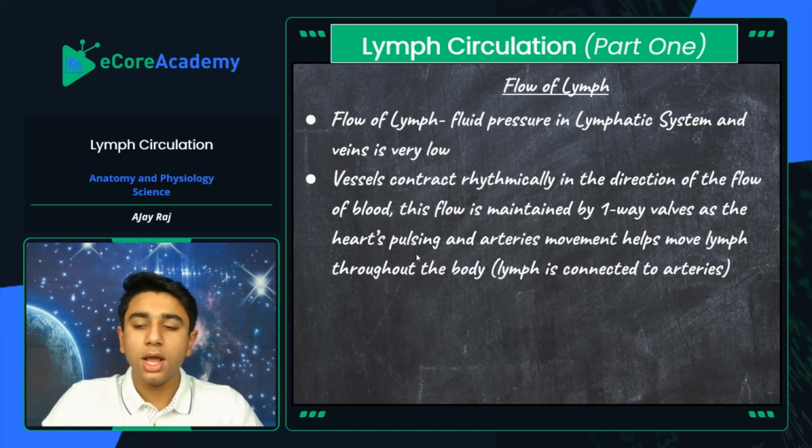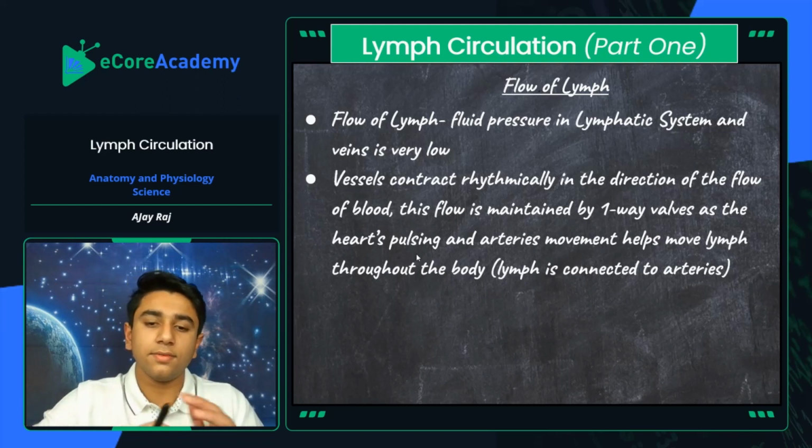So not only the heart, but pressure has to be developed in that system. And unlike blood, there's no pressure within these given vessels. Also, vessels contract rhythmically in the direction of the flow of blood. So these are vessels. These are the meeting points of these veins and the opposite of these veins.